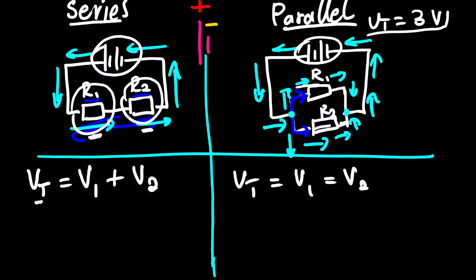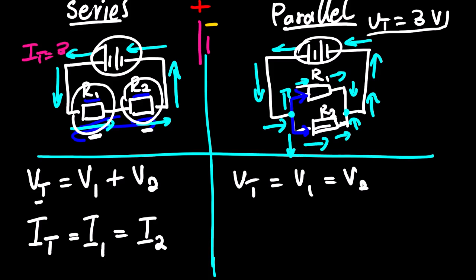Now looking at the current, the total current is equal to the current across R1, equal to the current across R2. Actually, let us explain this. Suppose the total current is 3 amperes. It means the current through R1 will be 3 amperes. The current through R2 will also be 3 amperes, provided the connection is series only.